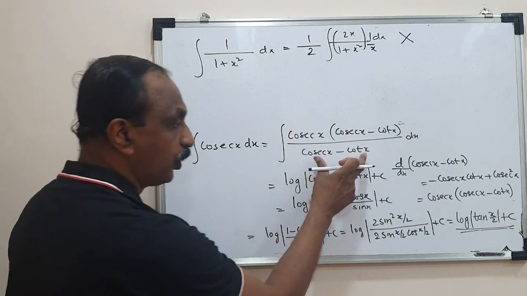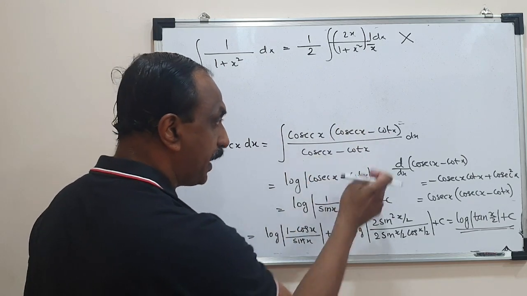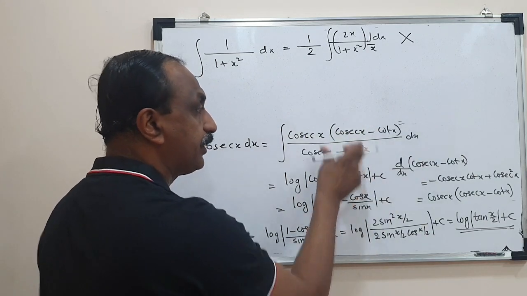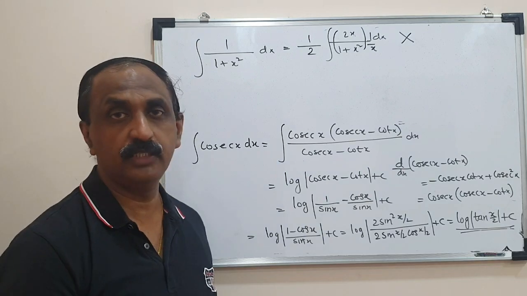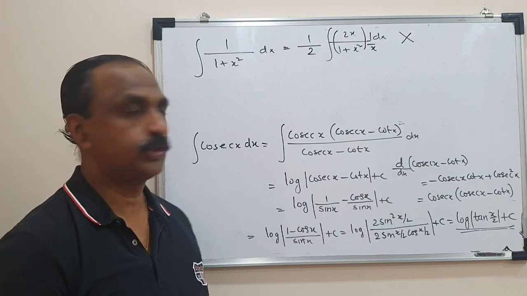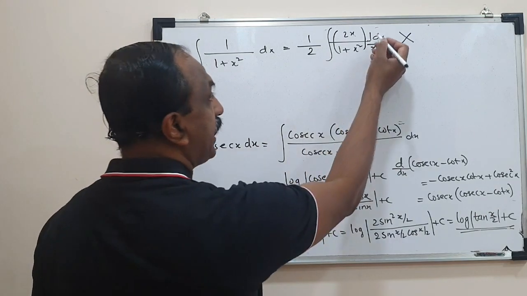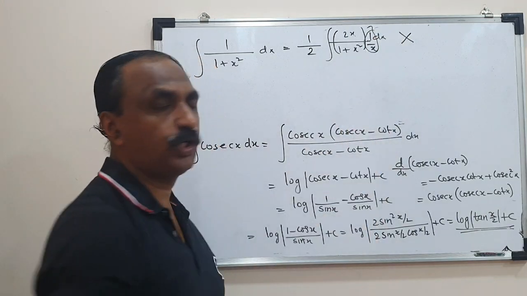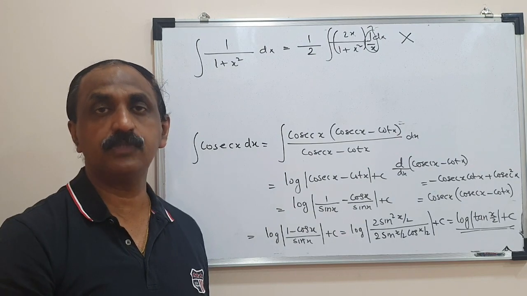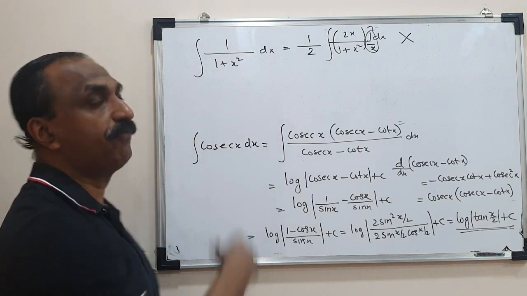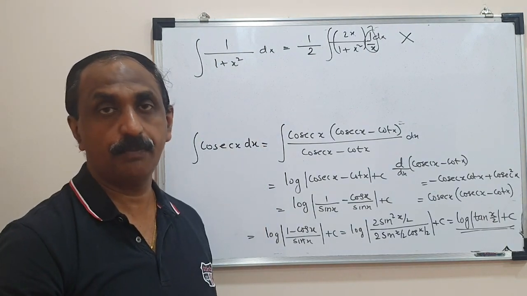In this problem, you have noticed that after dividing and multiplying, the whole numerator became the derivative of the denominator. That happens only in this problem. It doesn't happen everywhere. Here there is an extra term, and we are not able to adjust that extra term. Hence we cannot apply it. Just like that, the divide and multiply method cannot be applied to any function.